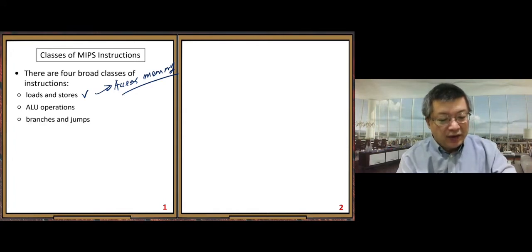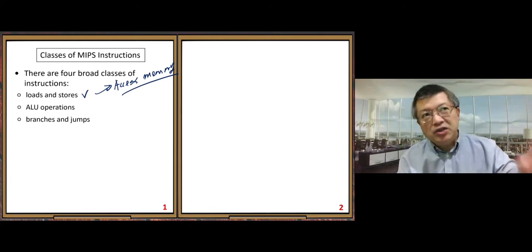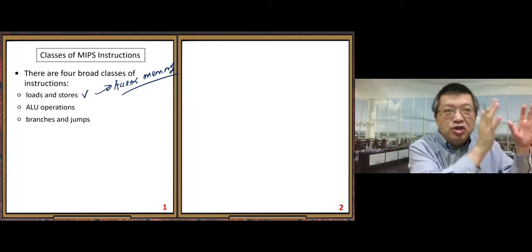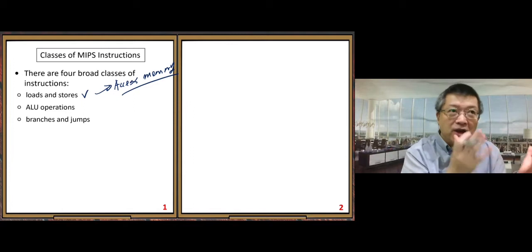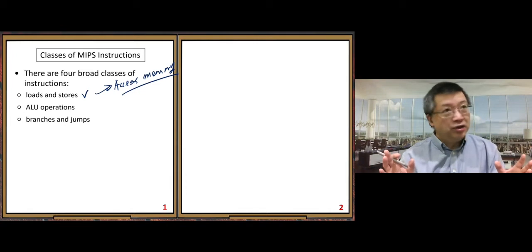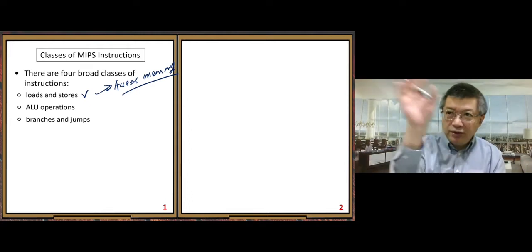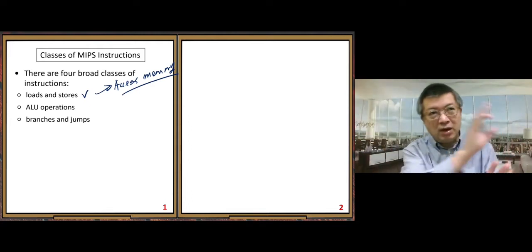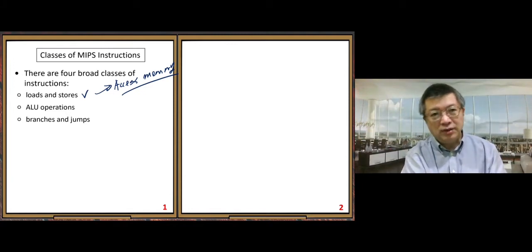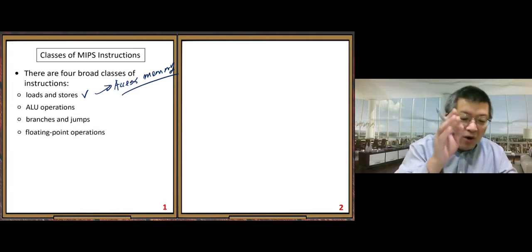After that, another type: branches and jumps. Branches are conditional branches, so you need to have conditions. Jumps are unconditional. You do not need any condition. You have to jump, you have to go there, no matter what happened outside, to that particular location. So branches and jumps. Then the last class, floating point operations.